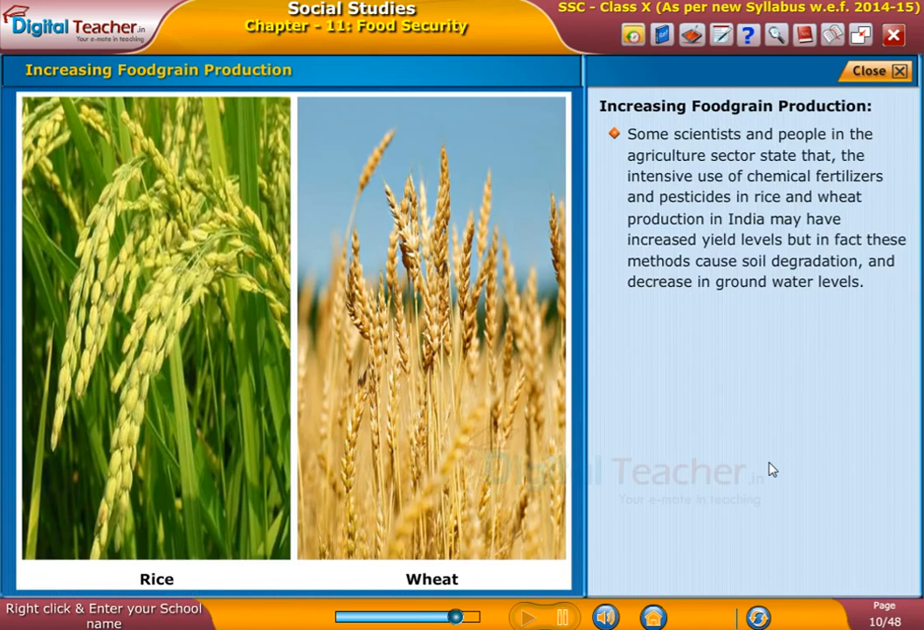Some scientists and people in the agriculture sector state that the intensive use of chemical fertilizers and pesticides in rice and wheat production in India may have increased yield levels, but in fact these methods cause soil degradation and decrease in groundwater levels. If these methods are continued, yield levels decrease instead of increasing.